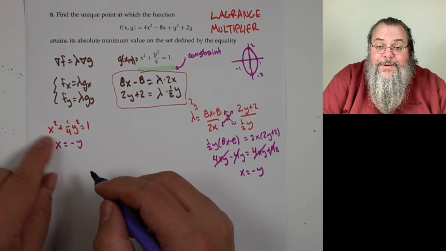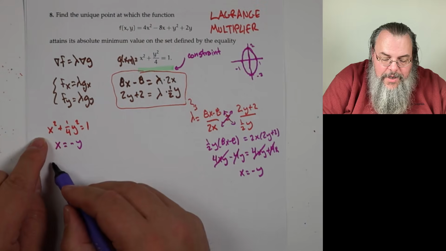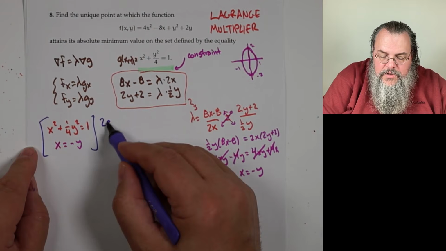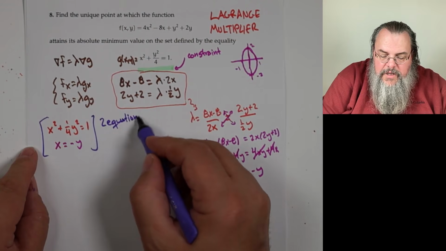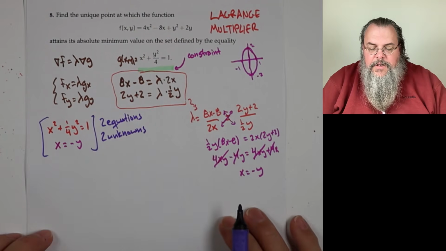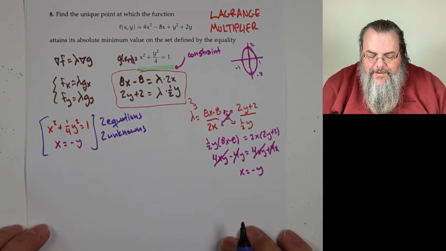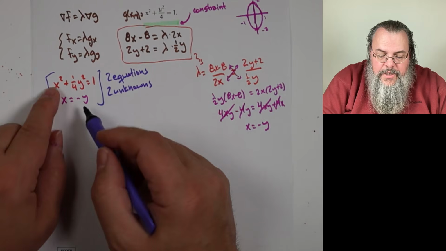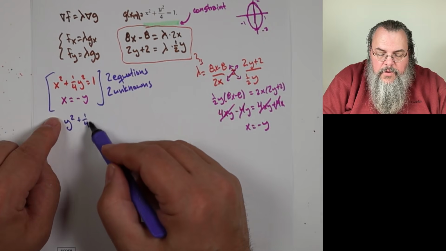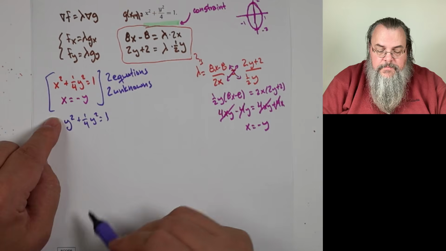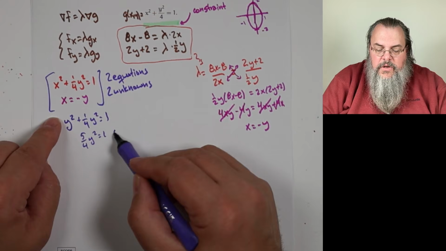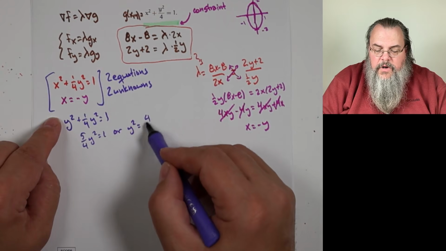Put in x equals minus y. Minus y squared will give us what? So I'm just going to make a note: 2 equations, 2 unknowns. I want to write that down. Not that they're going to give me any credit for writing that down, but just to remind myself of the process. All right, putting in x equals minus y, we get y squared plus 1/4 y squared equals 1, or 5/4 y squared equals 1, or y squared equals 4/5.